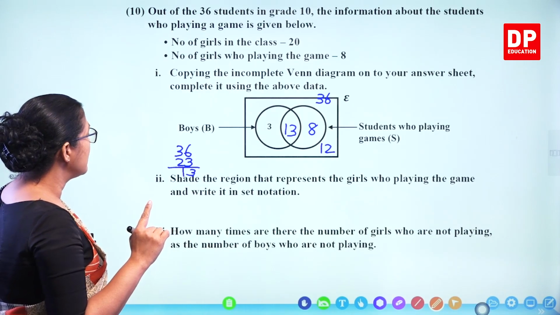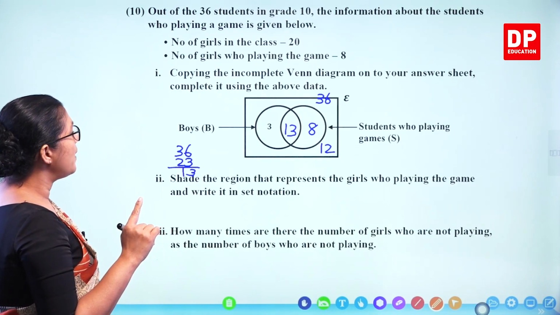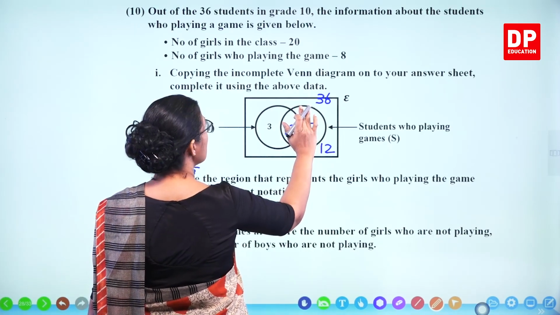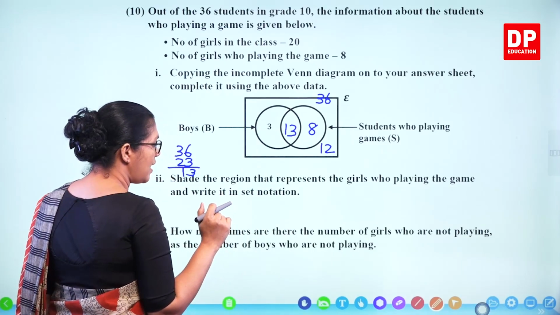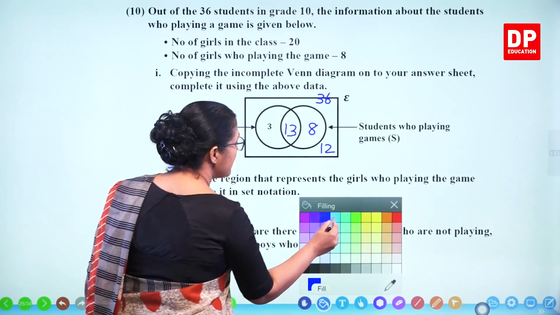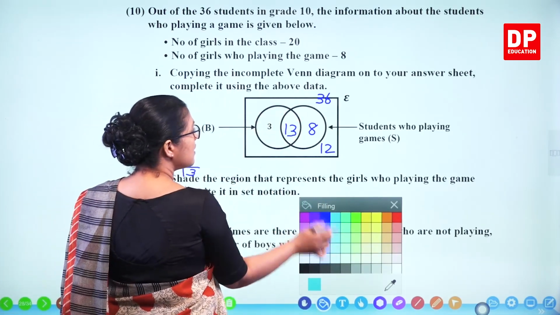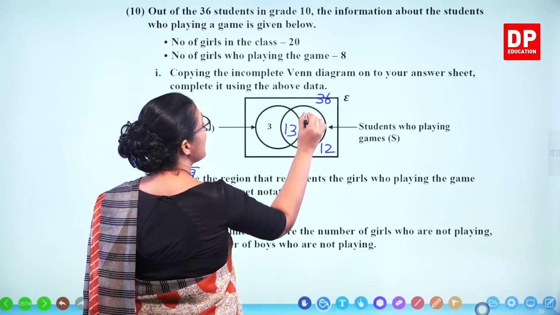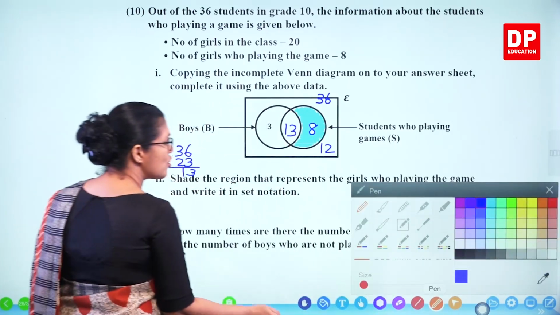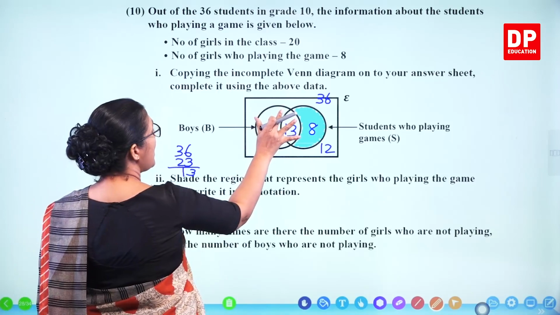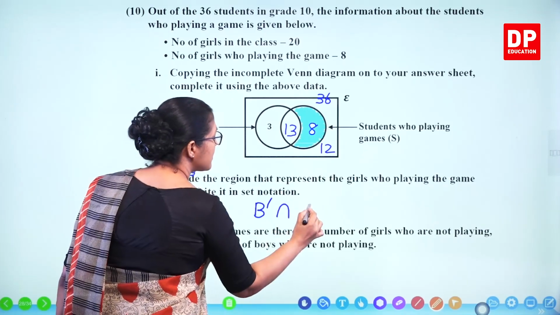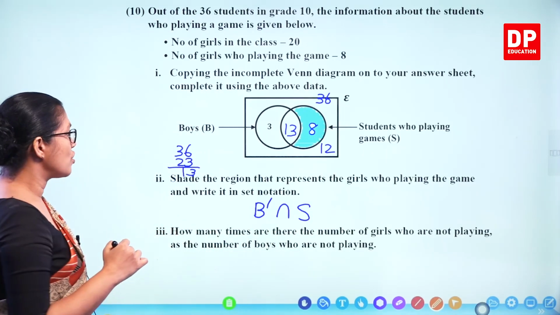Shade the region that represents the girls who play the game, and write it in set notation. So this region. So I need to shade it. We can shade the region of girls who play the game. So that means this part. And what's the set notation? Outside B, B dash, intersection with S. So B dash intersection S.